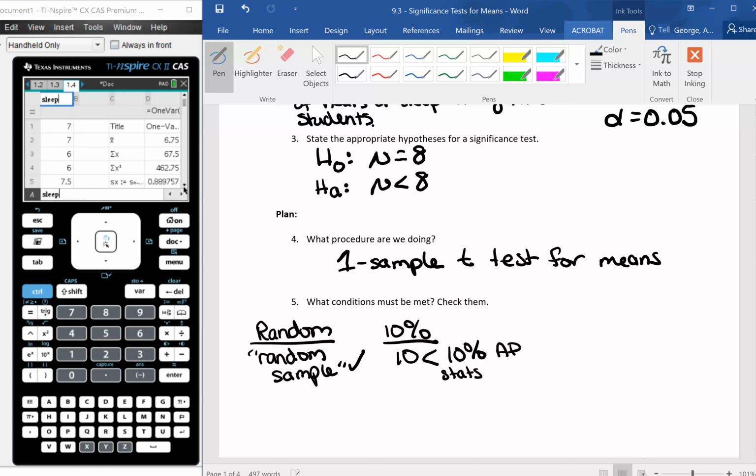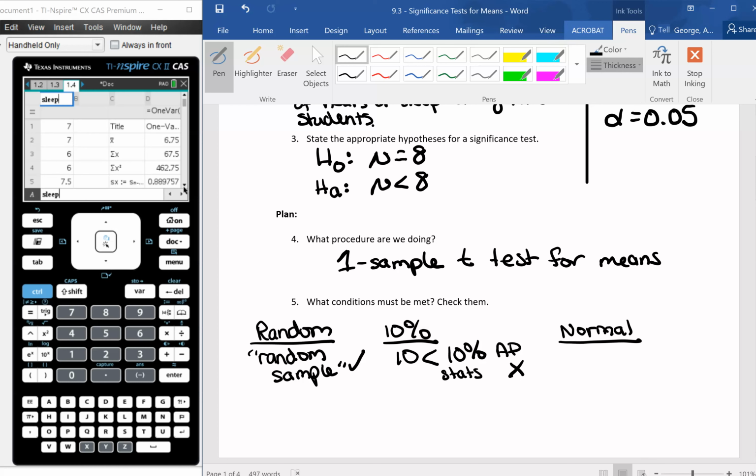So that one's a yes, that one's a no. And put a pin in that for a second, we'll come back to it. And then last thing we got to look at is, is it normal or not? So first off, I didn't say that it was normal in the problem, so we can't go that route.